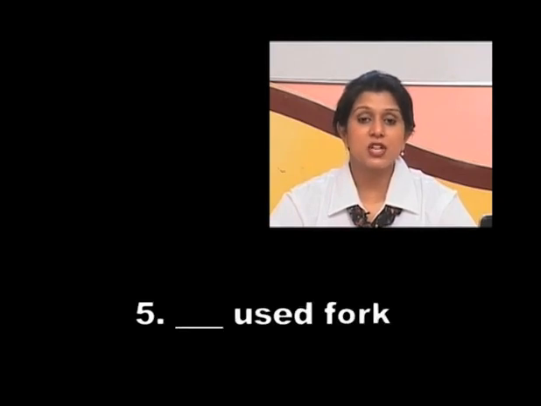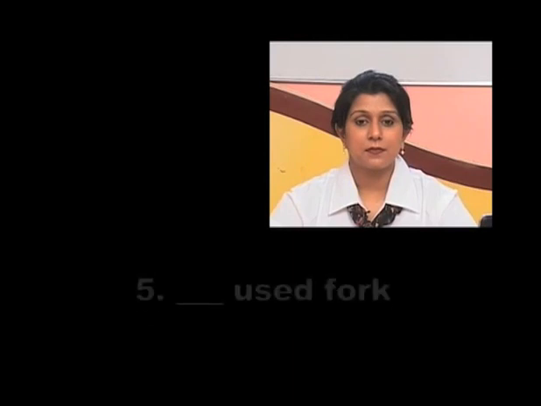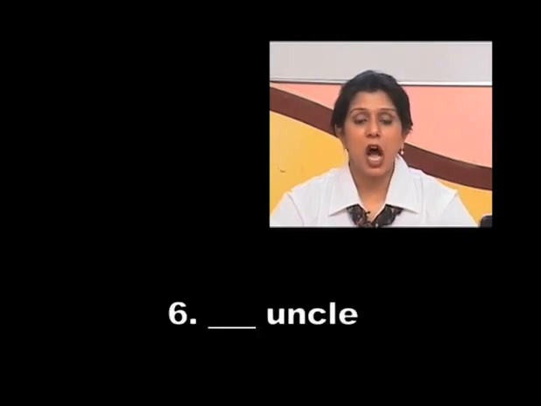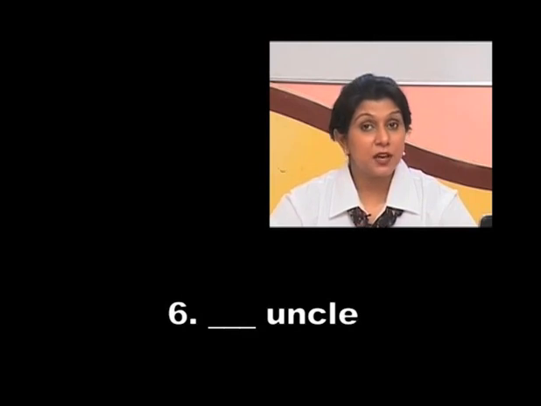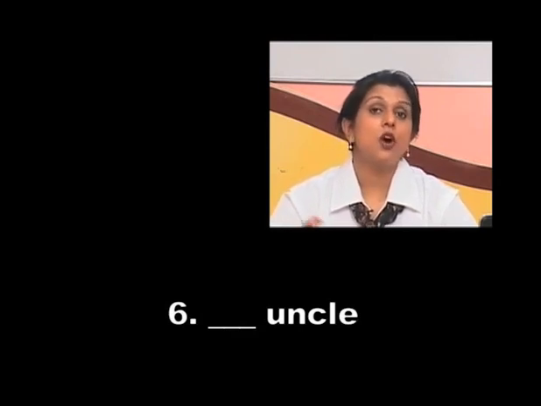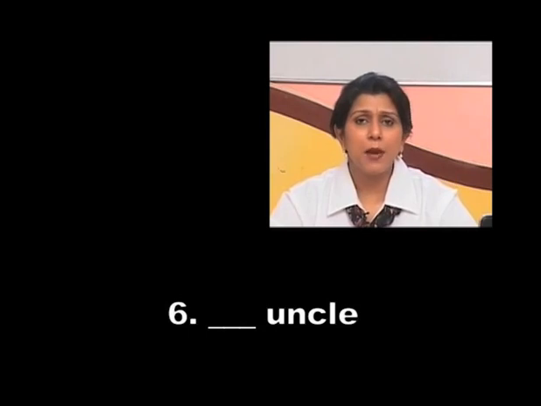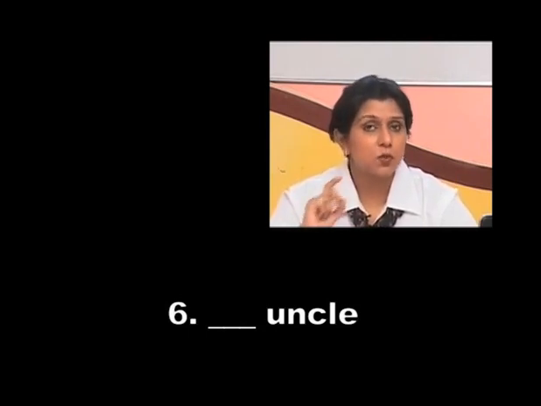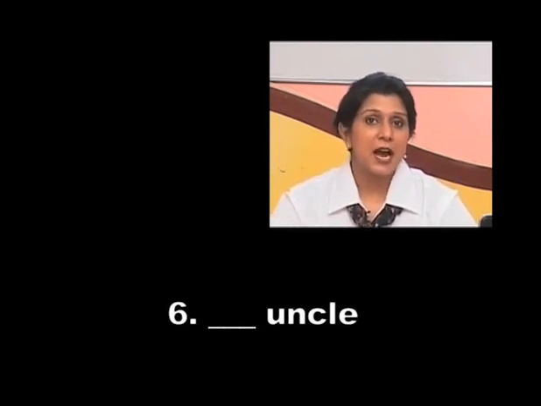Fifth is dash used fork. Dash used fork. Sixth is dash uncle. Dash uncle. Now be careful. Speak the word loudly, otherwise you won't know if it begins with a consonant sound or a vowel sound. And remember, it's not about what is written, but what you hear. Dash uncle.